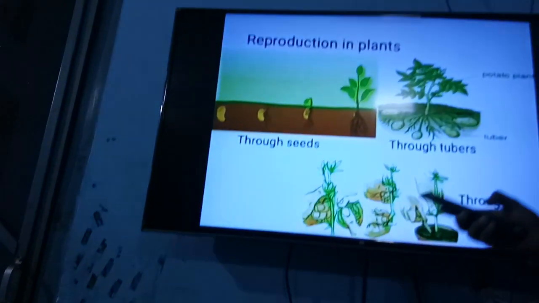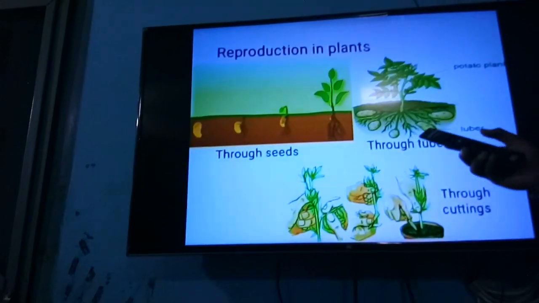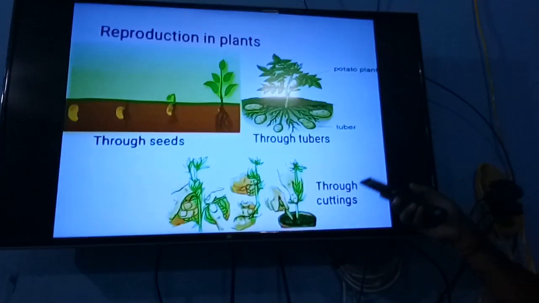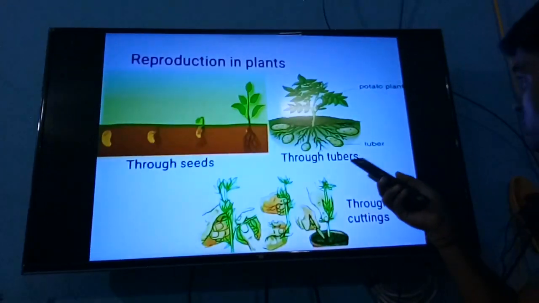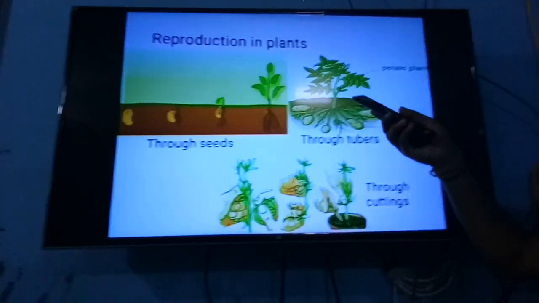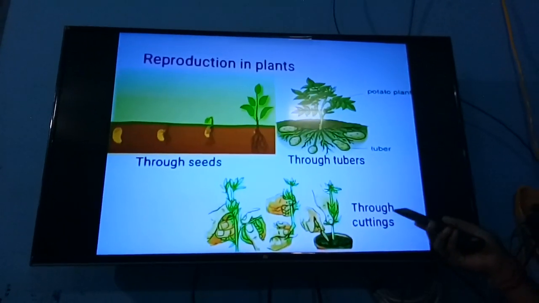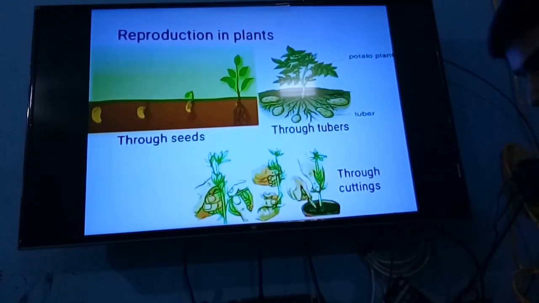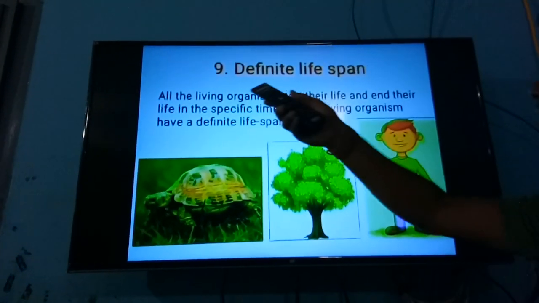You can see that the different parts of the plant are shown here, in an adult shape. And the other parts are also used for reproduction, just like the tuber shape of the potato. It is the stem, and through cutting there are other parts like the branch, which is also used for the purpose of reproduction.